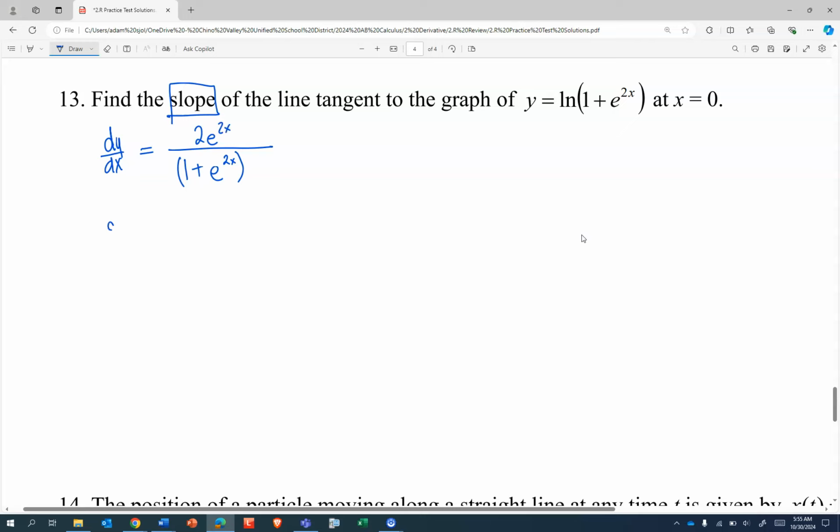And then we'll say dy/dx evaluated at x equals 0 is 2e to the 0 over 1 plus e to the 0. We can actually drop that dy/dx, we can drop the evaluated at x equals 0 part. So that's 2 over 2. And we can leave it like that, but we might as well say 1.